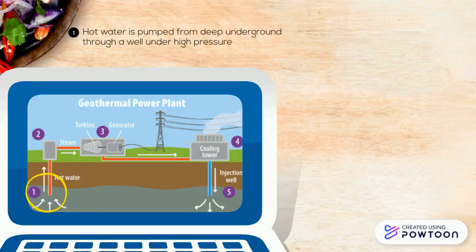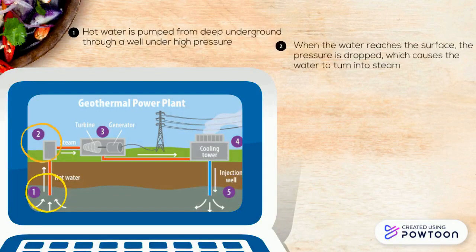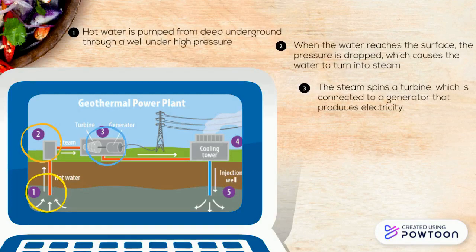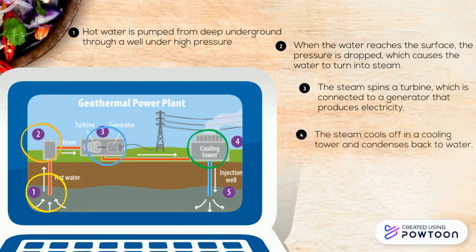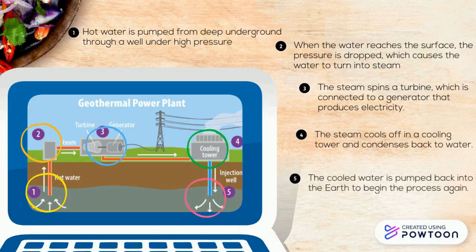Hot water is pumped from deep underground through a well under high pressure. When the water reaches the surface, the pressure is dropped, which causes the water to turn into steam. The steam spins a turbine, which is connected to a generator that produces electricity. The steam cools off in a cooling tower and condenses back to water. The cooled water is pumped back into the earth to begin the process again.